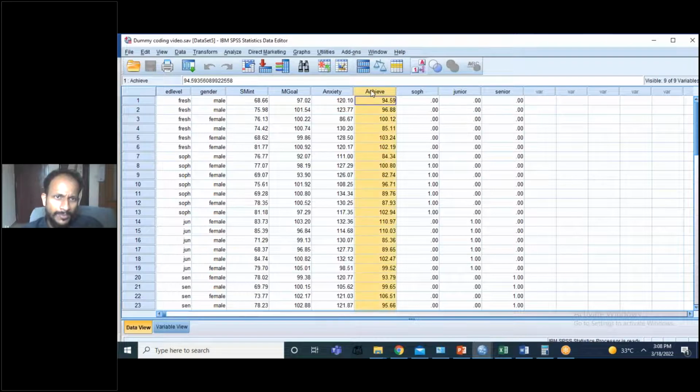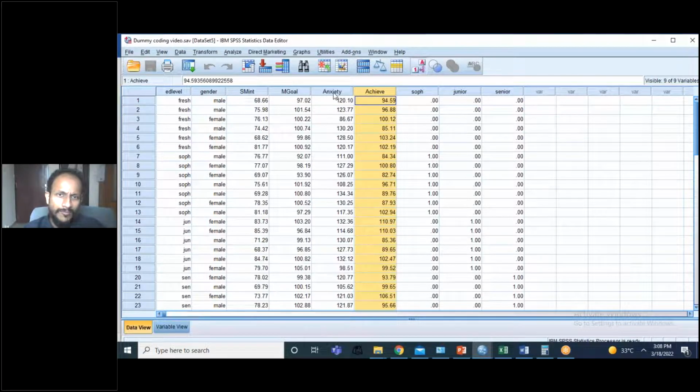you find something called achievement. There is one symbol there. No, something called achieve is there. Achieve. Yes, sir. That achieve is a dependent variable. Okay, that means this achievement.